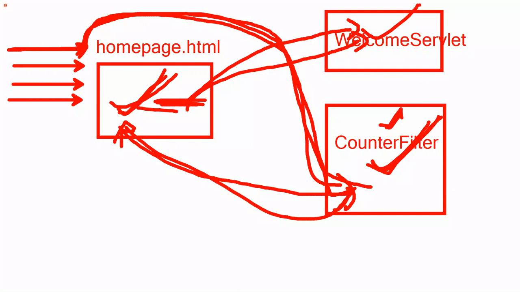Using forward. From where will you forward? Counter filter to welcome Servlet. Suppose you write counter filter to welcome Servlet, what will happen? First control comes to HTML, control is diverted to filter, filter executed, forwarded to welcome Servlet. But immediately HTML is executed. That output you cannot see. So that is wrong. Next.